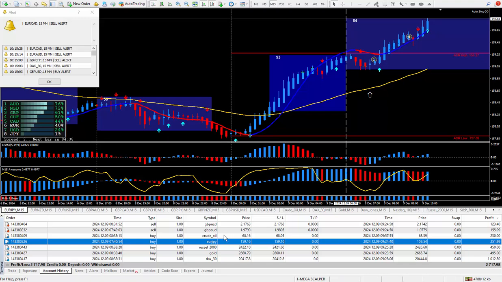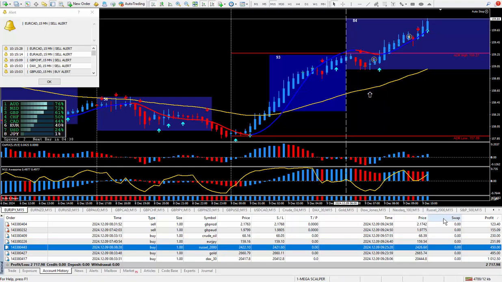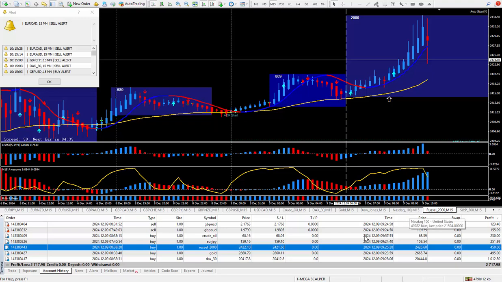So let's run a check on this next trade, the Russell. Another one I bought it. Let's drag and drop this up, see where I got in at.